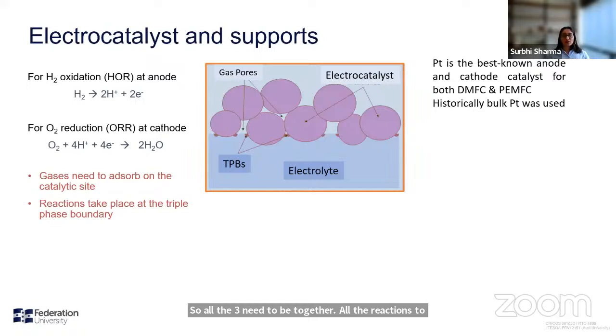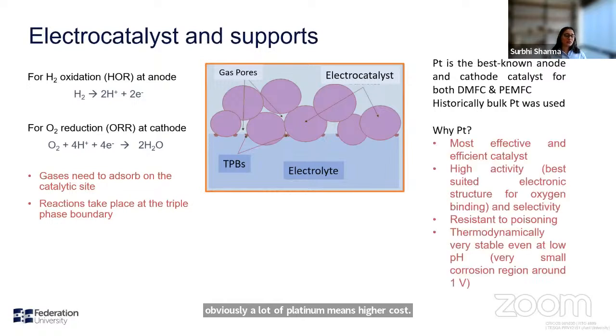Historically, bulk platinum was used, but obviously a lot of platinum means higher cost. So the costs have been reduced over the many decades by using nanostructured particles, and nanotechnology has played a significant role in the development of fuel cells to where they are today. But over several decades, platinum remains the most efficient or effective catalyst so far. It has a very high activity for oxygen reduction and high selectivity as well. And it's resistant to poisoning to quite an extent. And it's also thermodynamically stable at low pH values, which makes it better compared to a lot of other potential catalysts.